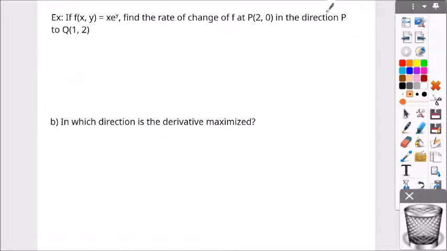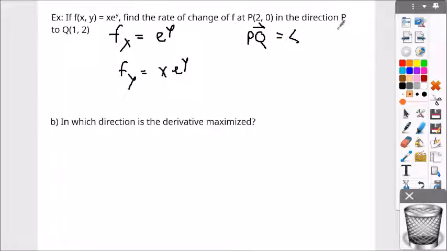So f(x,y) is equal to this. Find the rate of change of f at p in the direction p to q. We'll just do this regularly. This is kind of a review of last time. f sub x is what? Simple, e to the y. f sub y is what? Simple, x e to the y. And what's the direction? The direction is p to q. So let's calculate the vector pq. It is 1 minus 2, which is negative 1, and 2 minus 0, which is 2.